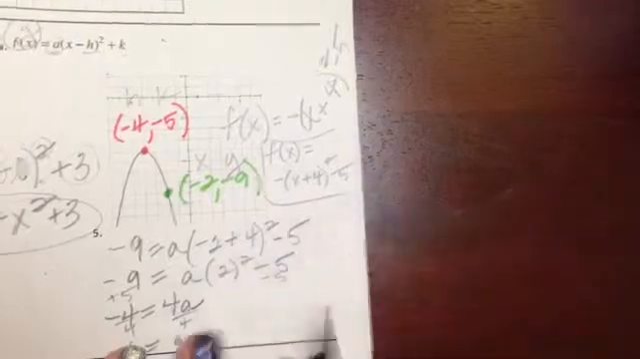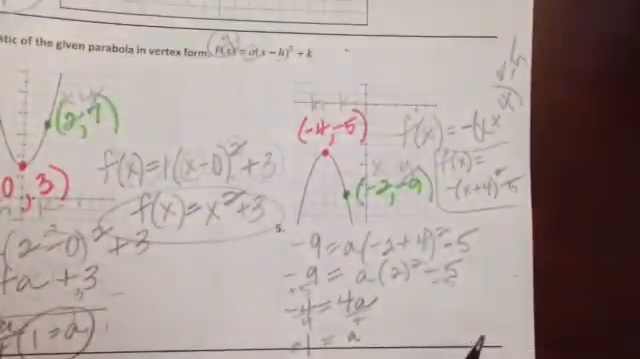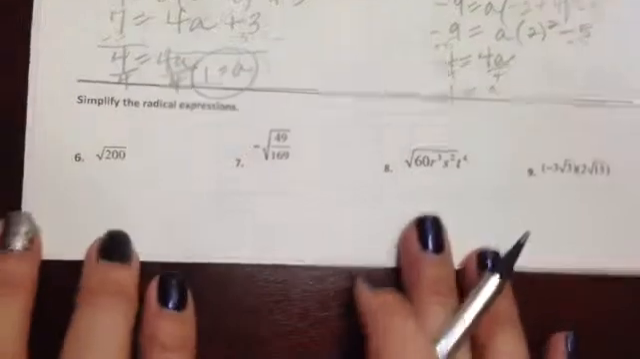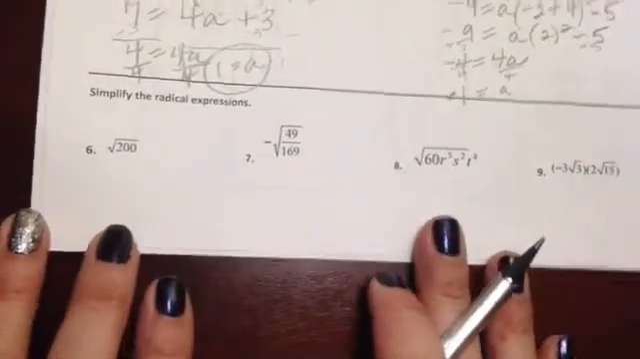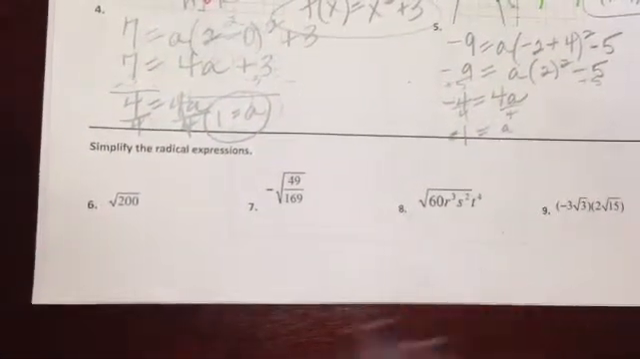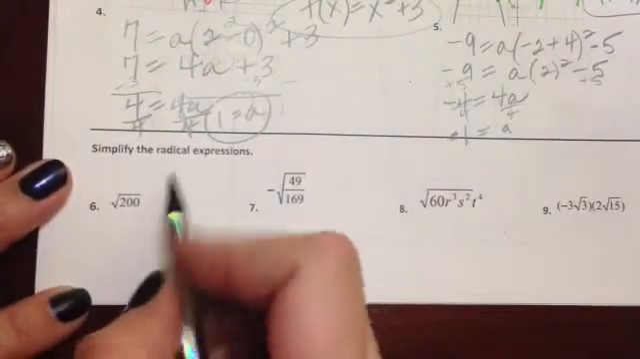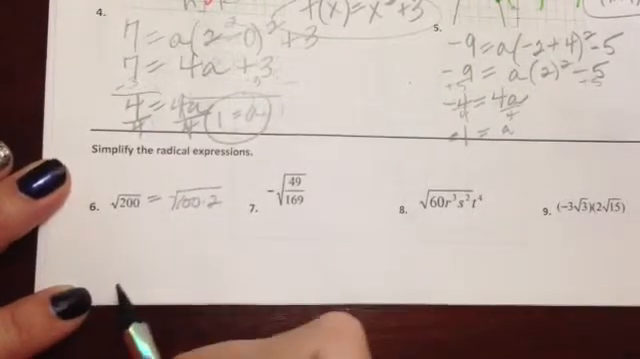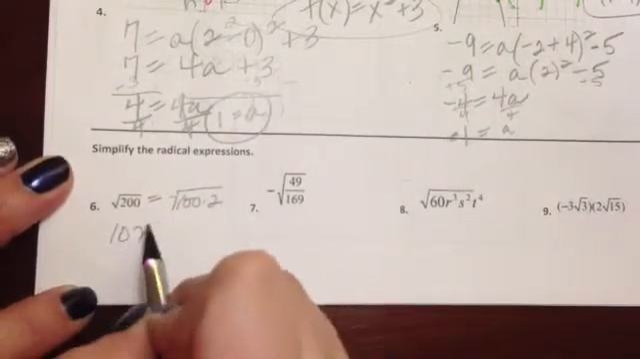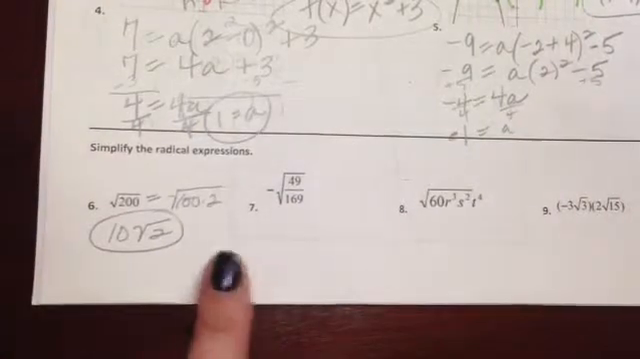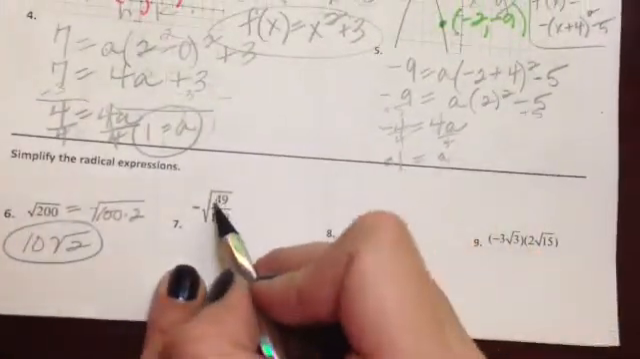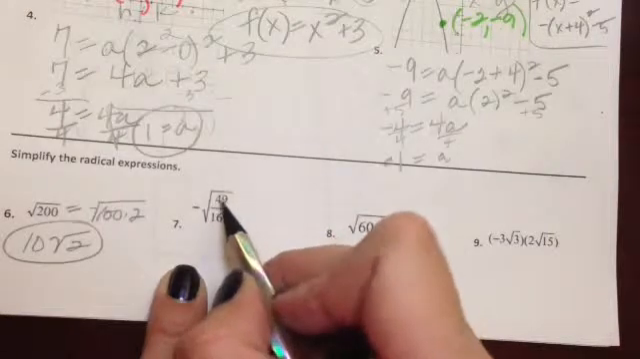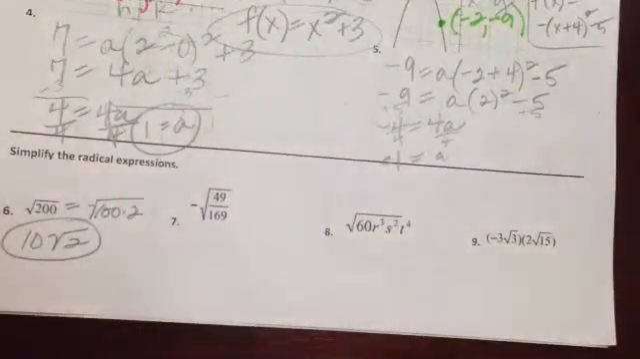There you go. Now, moving along, I need to simplify the radical expressions down here. I'm always looking for the perfect square factor to pull out of each of these radical expressions, and I always want the largest one. Of course, I'm going to talk through this quickly because I've thought about these problems and you might have played around with other things, but the largest perfect square factor in the square root of 200 is 100, so this is 10 square roots of 2. Number 7, I know that the square root of 49 is 7 and the square root of 169 is 13.